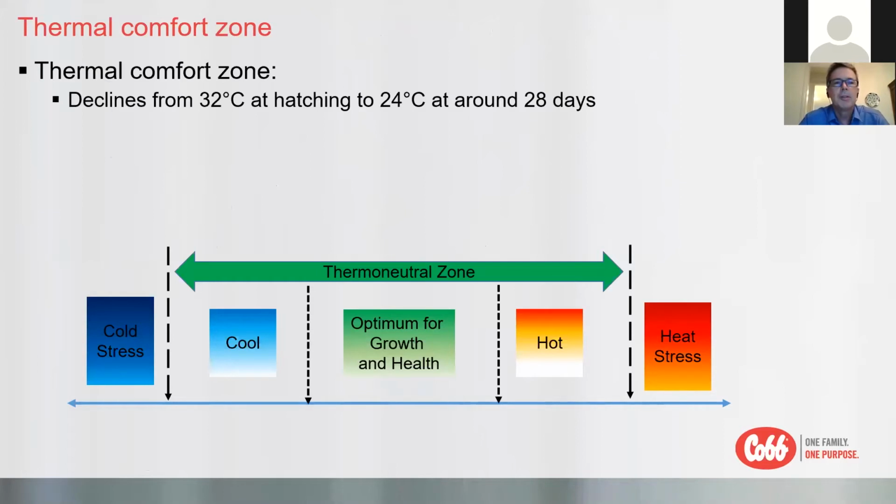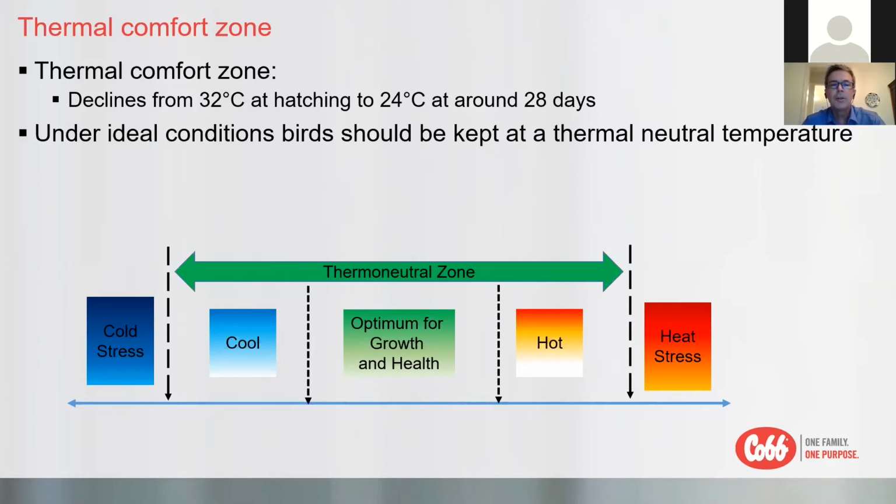So to start off with, we've got to talk about the thermoneutral zone. Everybody has heard about thermoneutral zones. At Hatch, we tend to say the thermoneutral zone for a baby chick is 32 degrees Celsius. That's where it's most comfortable, its optimum zone. As they get older, that thermoneutral zone will decrease. So maybe at 28 days, the most comfortable temperature for that chick would be 24 degrees C.